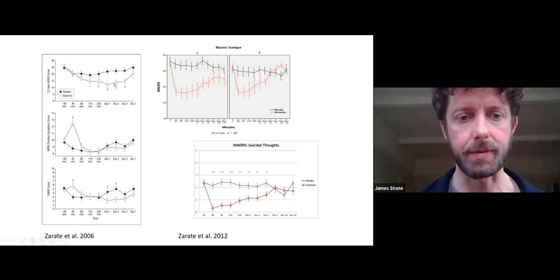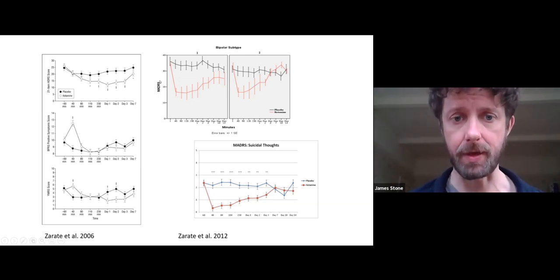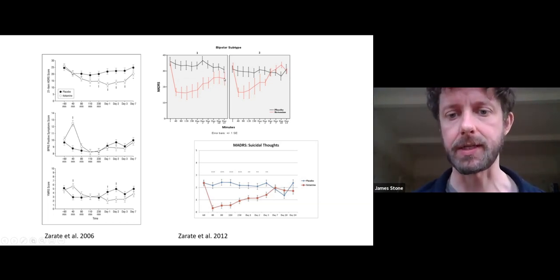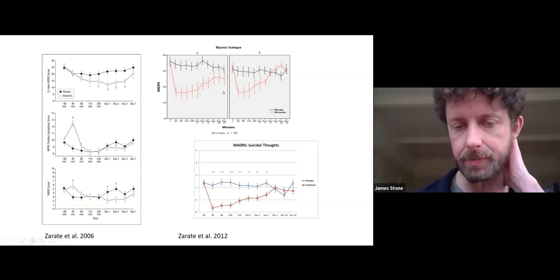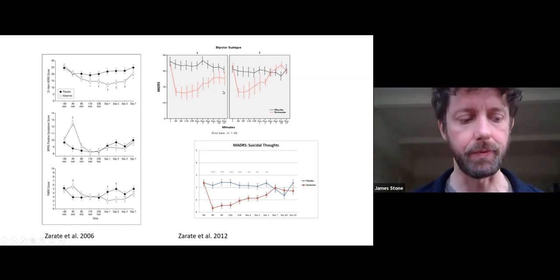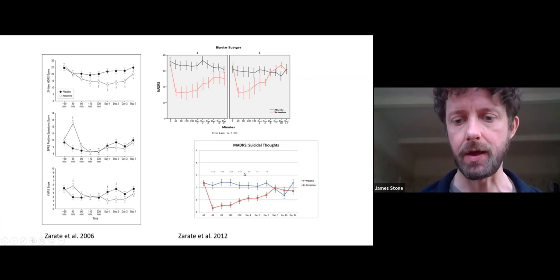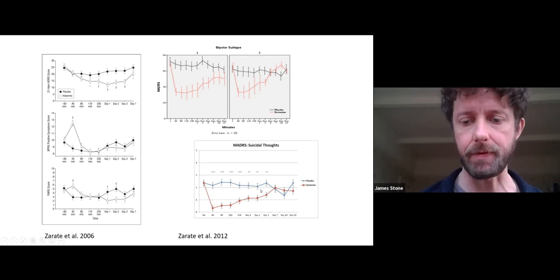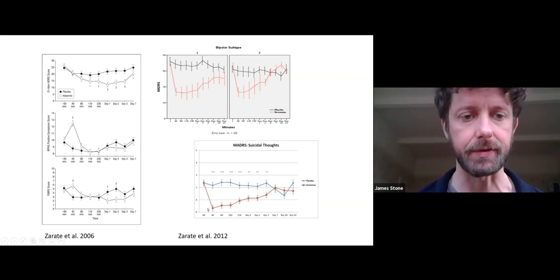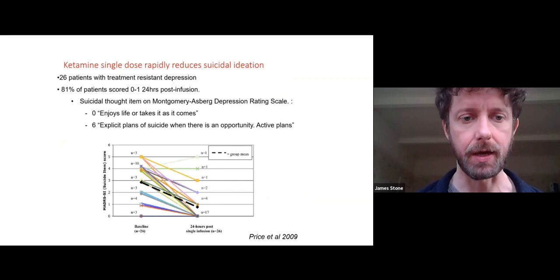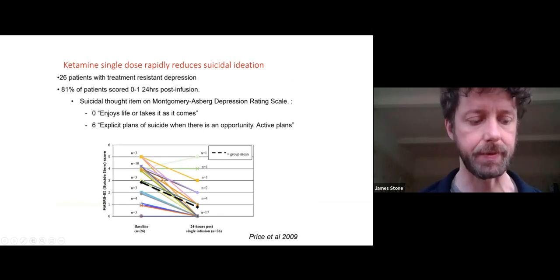You can see that with the ketamine, there was a significant reduction in depression scores. This is, again, depression scores in people with bipolar affective disorder, again showing that ketamine had a very dramatic effect on depressive symptoms in these patients who are extremely hard to treat with conventional antidepressants. Also a significant effect on suicidal thoughts, which would be distinct from its antidepressant effect. So that was of great interest. Another study here also showed the same effect on suicidal thoughts from ketamine.